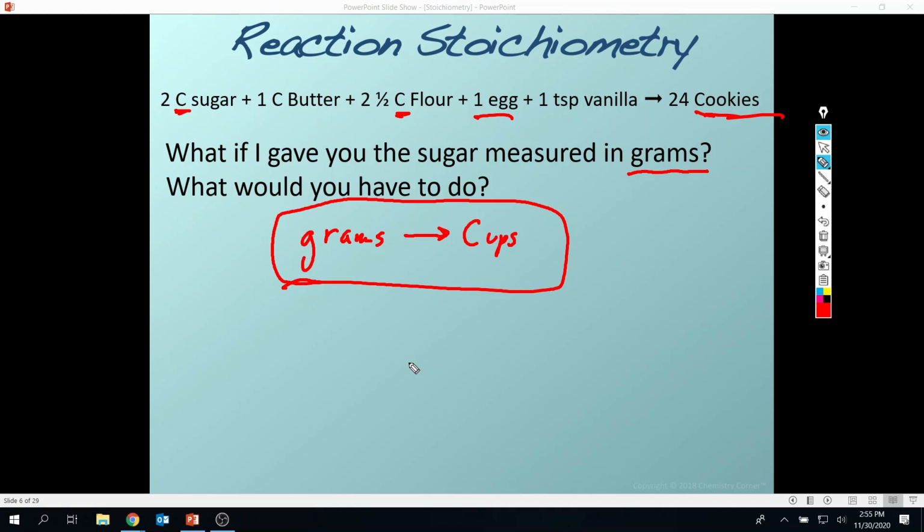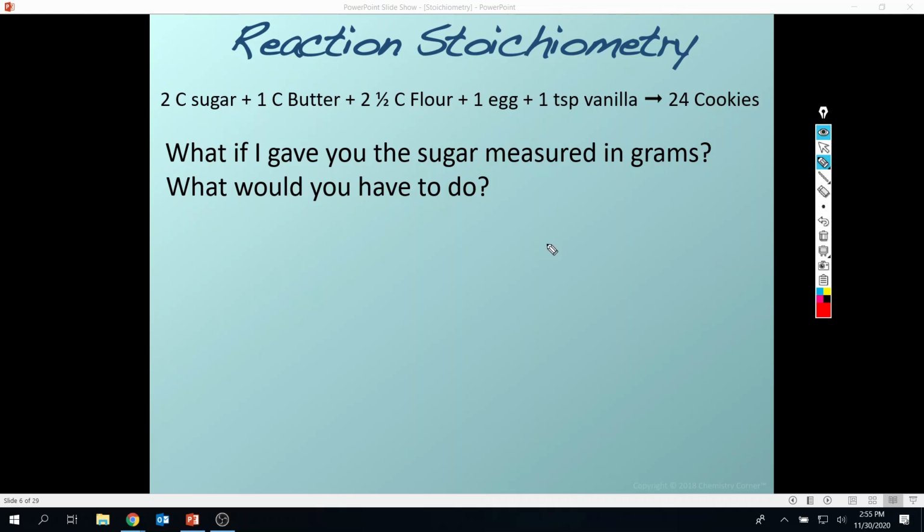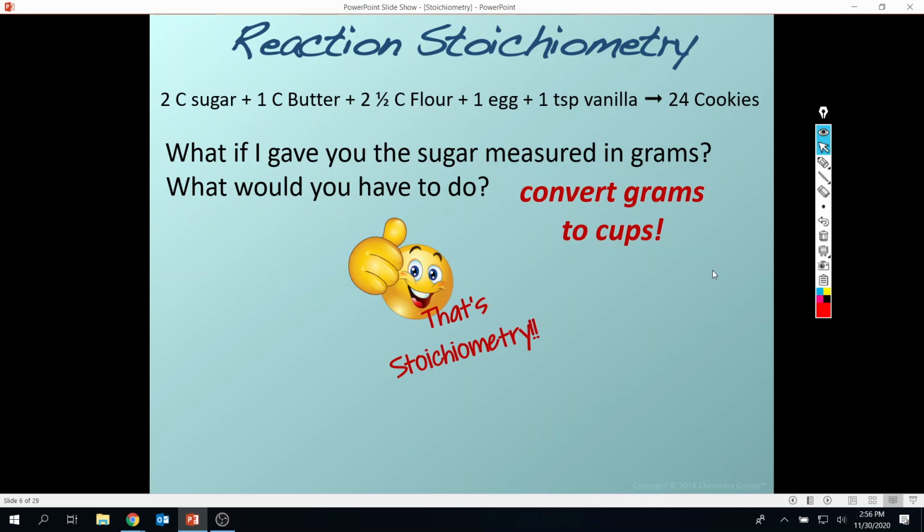If you were asked a question about grams, we don't compare grams to grams. In chemistry, we only compare moles to moles in terms of our balanced reactions. So the magic always takes place after we convert to moles. You must convert to moles. All right, so let's see what else is on the question. Okay, so sure enough, you would have to convert grams to cups, and that's stoichiometry.